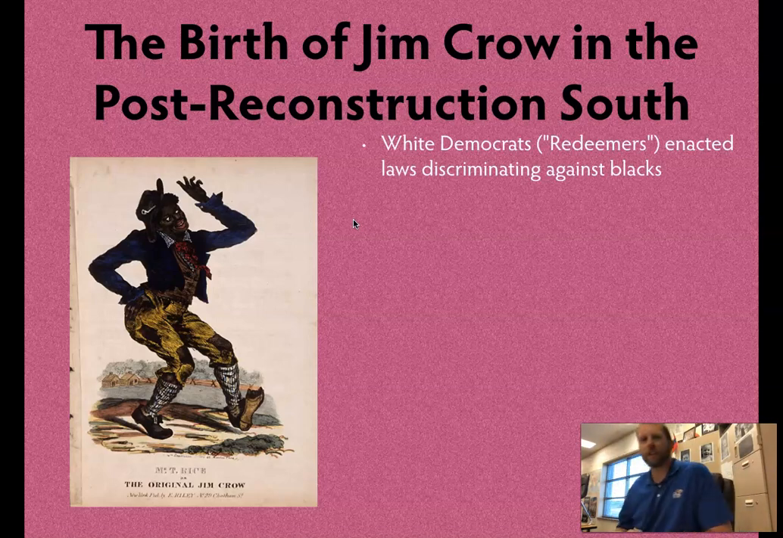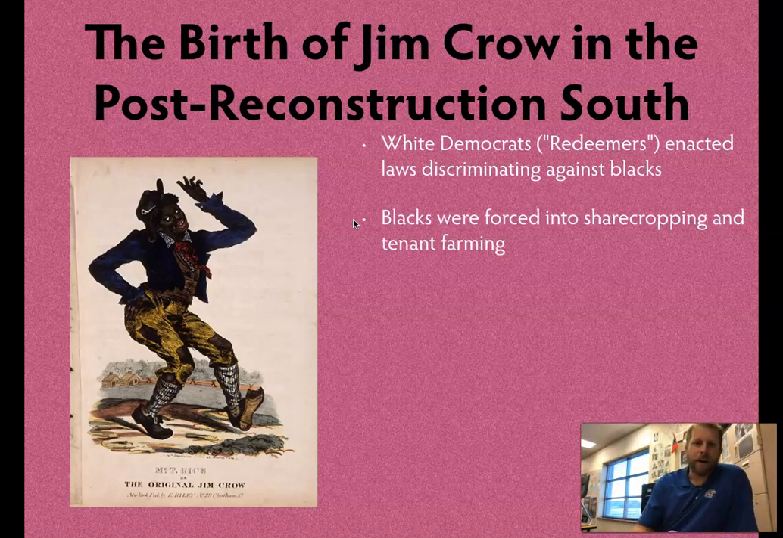White Democrats, or the Redeemers, enacted laws discriminating against African Americans. Blacks were forced into sharecropping and tenant farming. They had to give a share of their crops as payment. They had to pay for their food. They had to pay for their equipment. They had to pay rent.